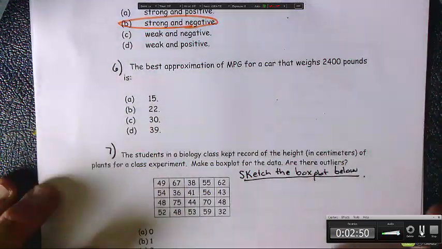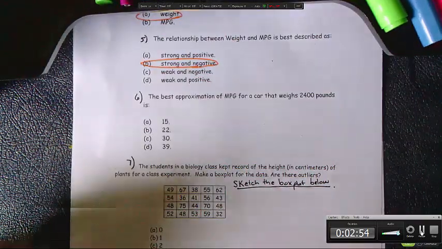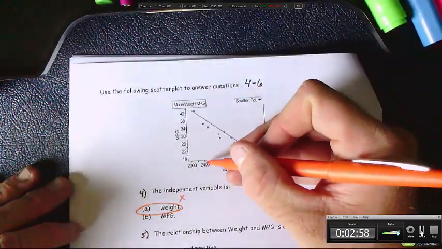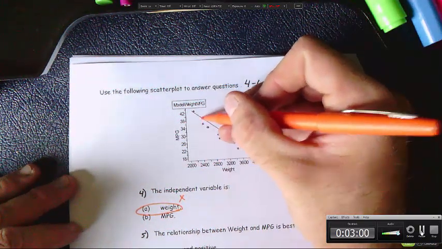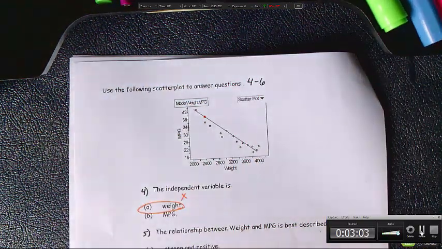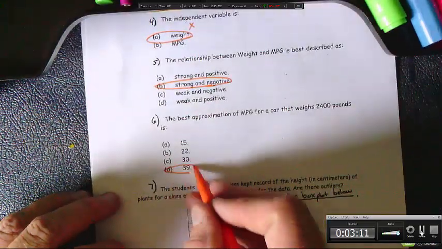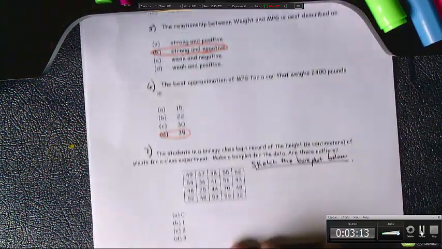The best approximation of miles per gallon of a car that weighs 2,400 pounds is, we find 2,400. It's asking you for the approximation. The line is the approximation, not the data point. The data point is what actually happened. So looking at the line, we get the answer is 39.